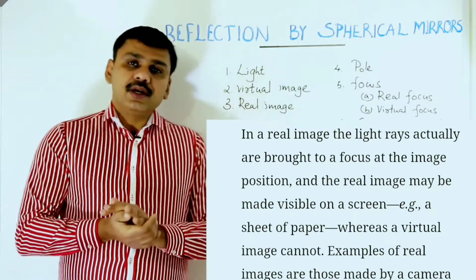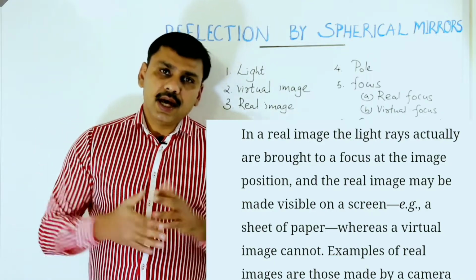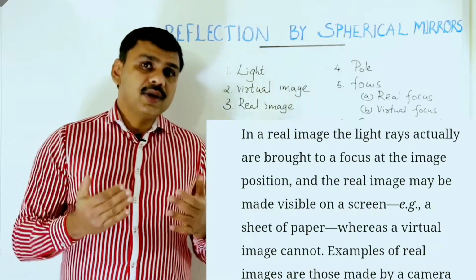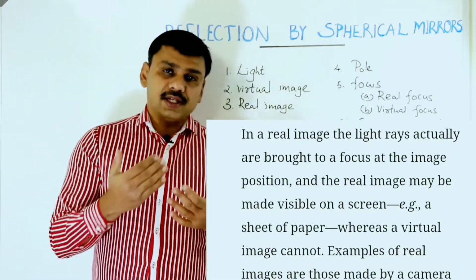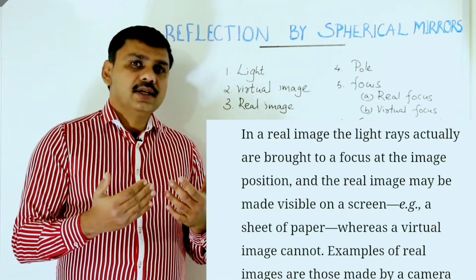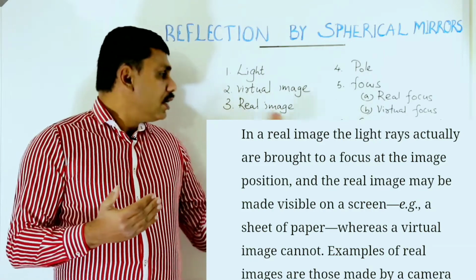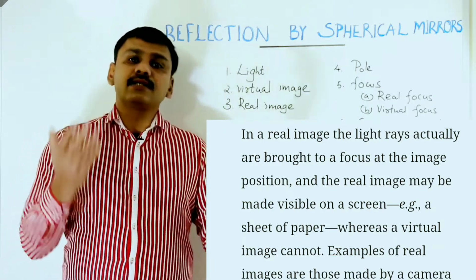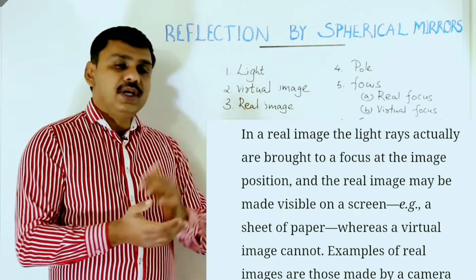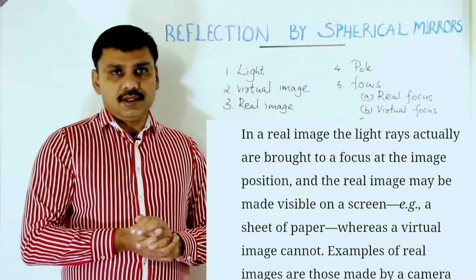Real image means what? Real image means an image you can take on a screen after reflection. After reflection of light from the mirror, you can take that image on a screen, and that type of image is known as real image.